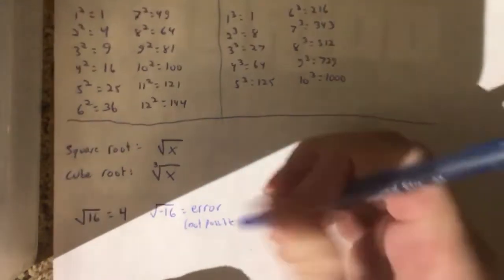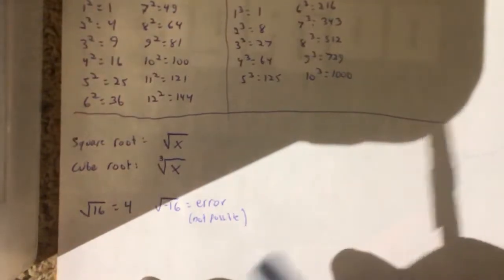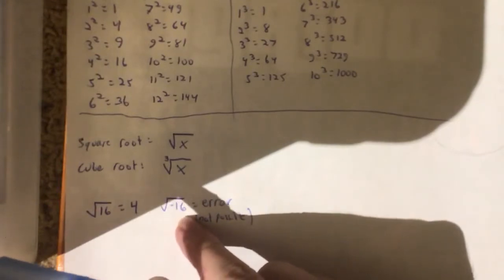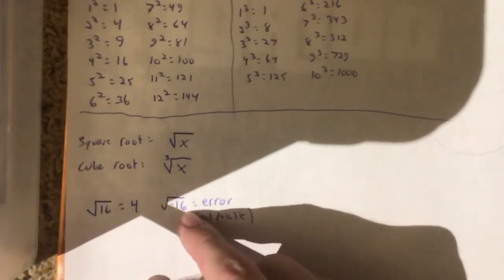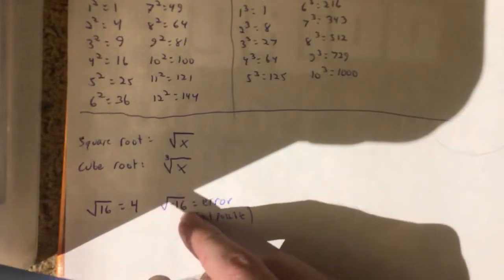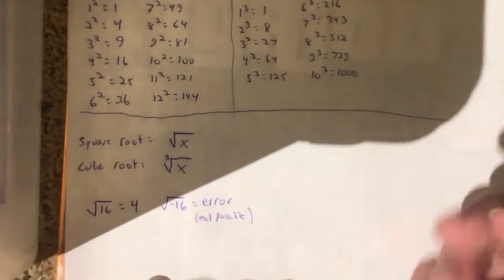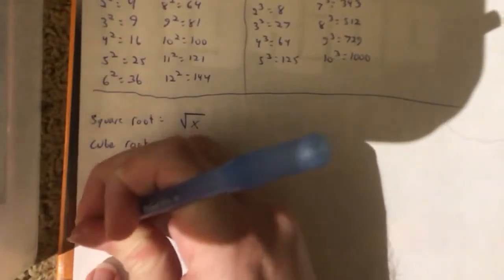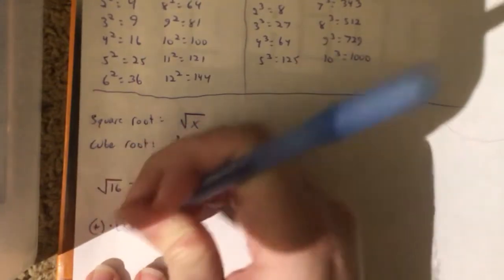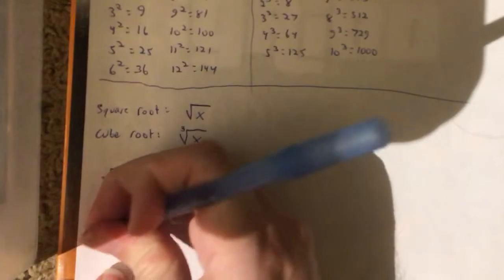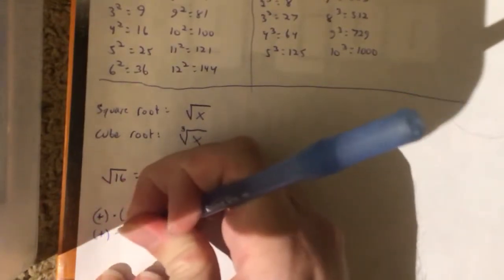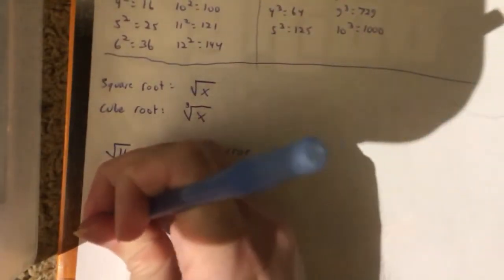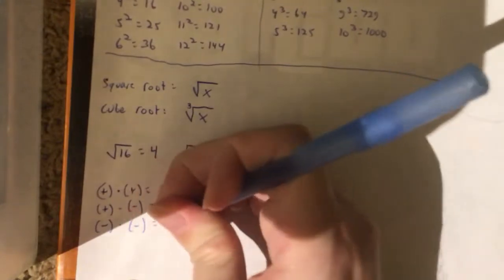Because remember, the square root of a number is what number times itself gives you that number. If you remember your rules for multiplying and dividing negative numbers, for example, a positive number times a positive number gives a positive. A positive times a negative gives a negative. And two negatives multiplied together give me a positive.